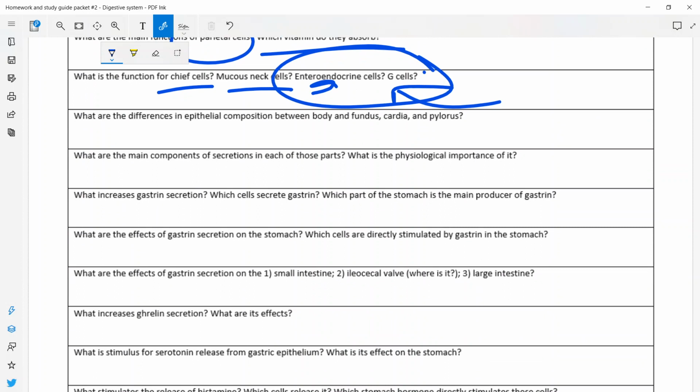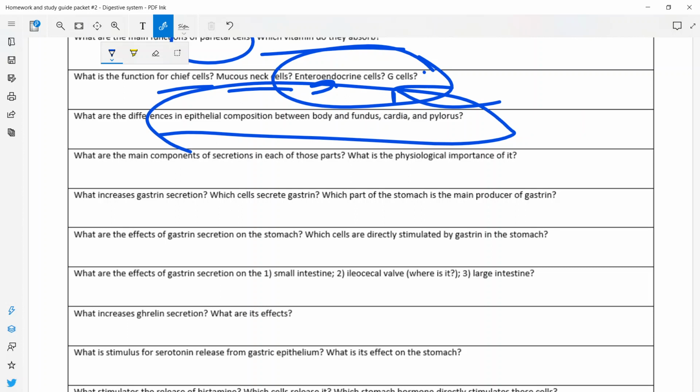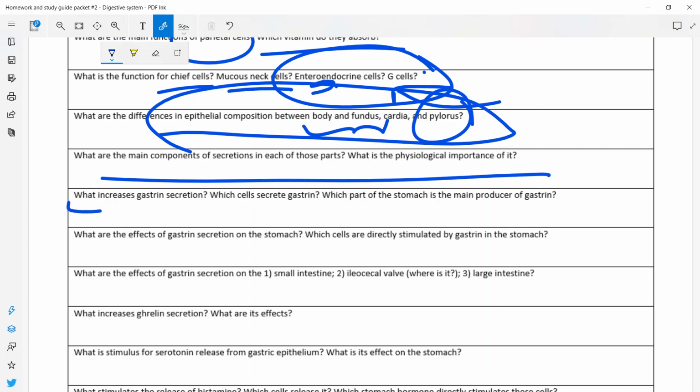Epithelial composition between body and fundus, cardia and pylorus. Remember, body and fundus are the two parts where most digestion occurs, so they have a lot of parietal and chief cells. Pylorus has a lot of G cells because it regulates activity through gastrin. Main components of secretions, we kind of discussed it. Gastrin secretion is increased when food is in the stomach. So when pH increases or the stomach gets stretched, G cells secrete gastrin. Main producer of gastrin is the pylorus.